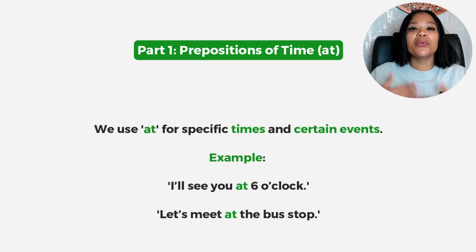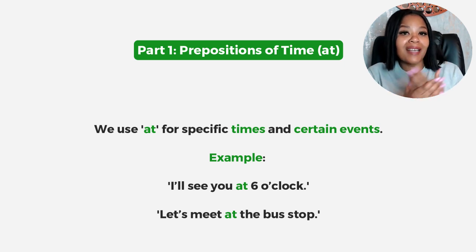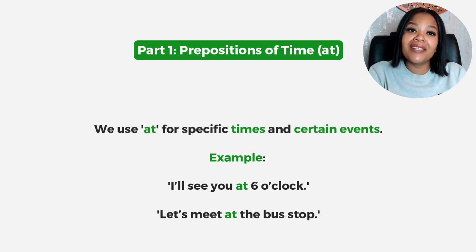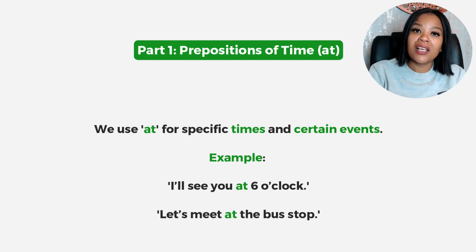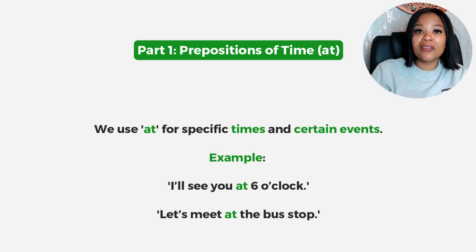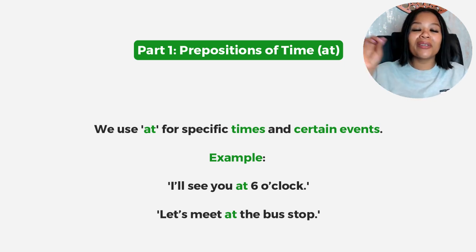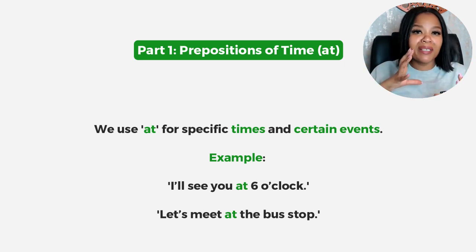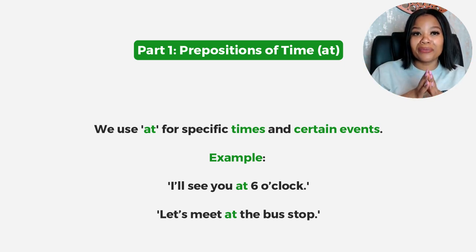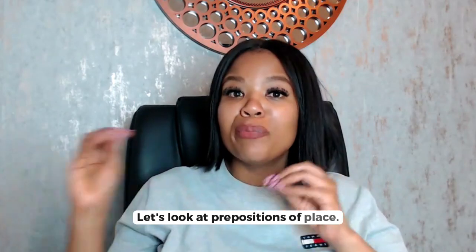At. We use at for specific times and certain events. Here's an illustration. I'll see you at 6 o'clock. Or you can say, let's meet at the bus stop. Get it? Please let me know in the comment section down below if this makes sense and if this is clear for you.